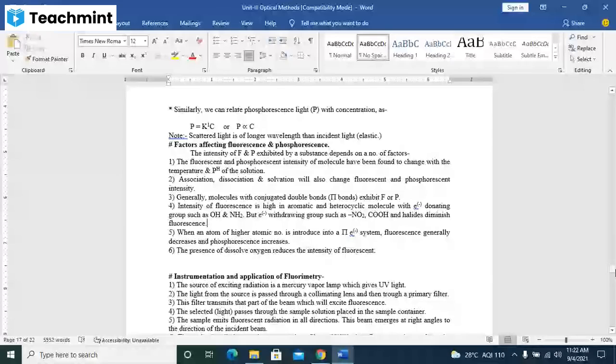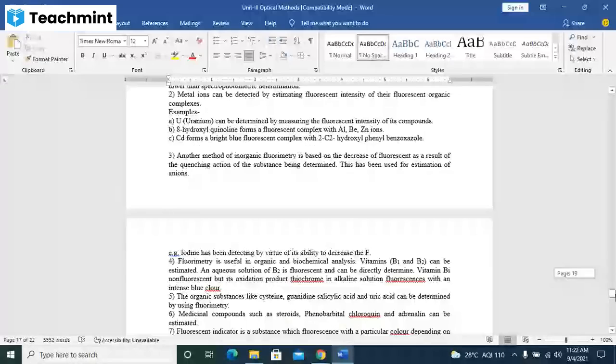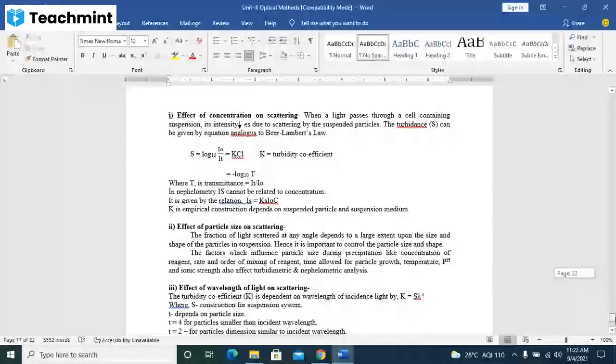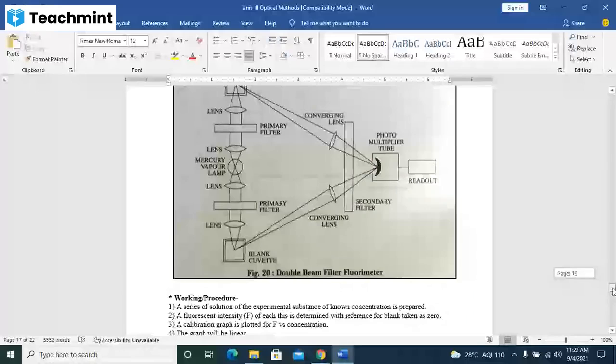Instrumentation is there for the fluorometry. अब यहाँ पे यूवी लैम्प चाहिए, mercury vapor lamp is used as this particular source. देखेंगे आप ये जो है single beam filter fluorimeter is there, double beam fluorimeter is there, okay, then phosphorimeter is there. Comparison है fluorescence and phosphorescence का. Then scattering of radiation के ऊपर अफेक्ट करने वाले फैक्टर्स. ओके, इसका इंस्ट्रूमेंटेशन जस्ट देखते हैं.